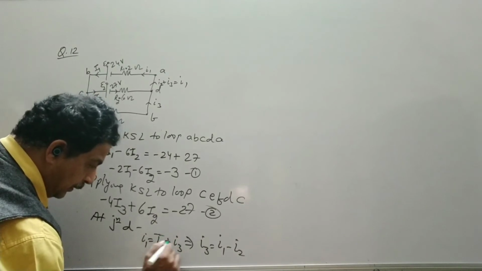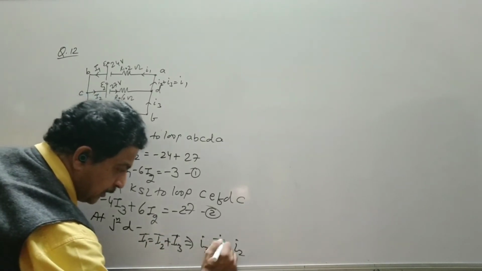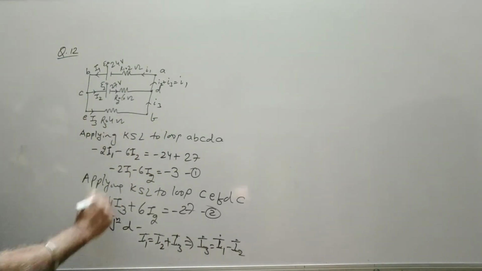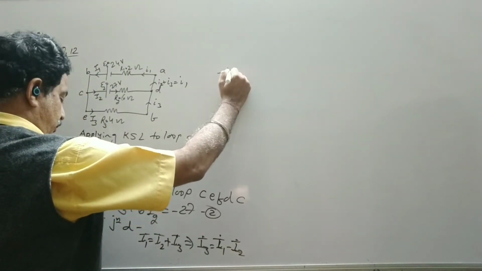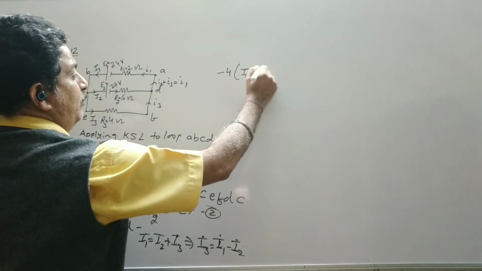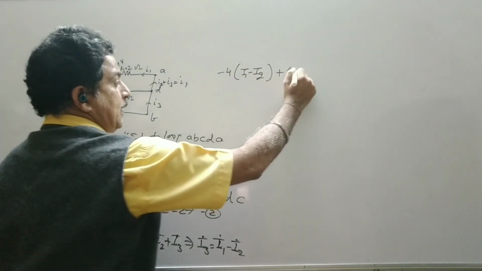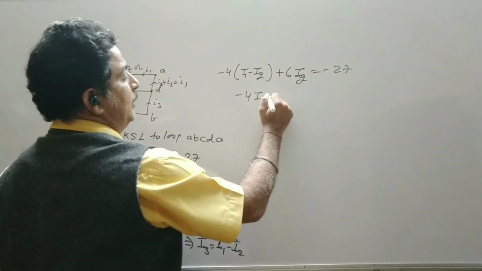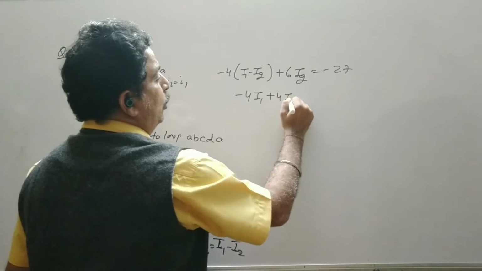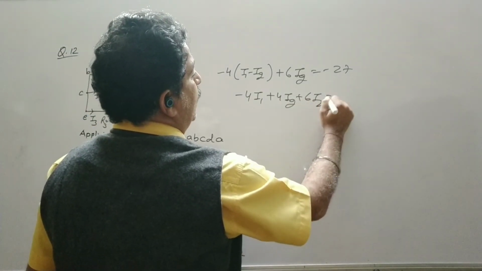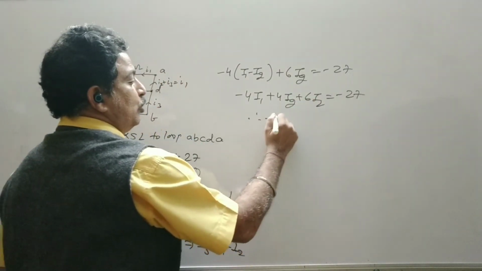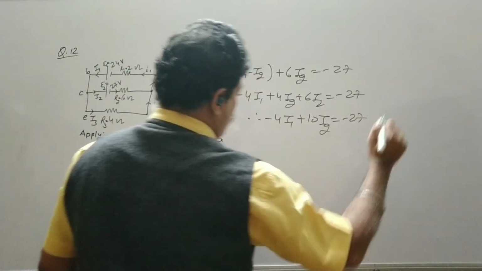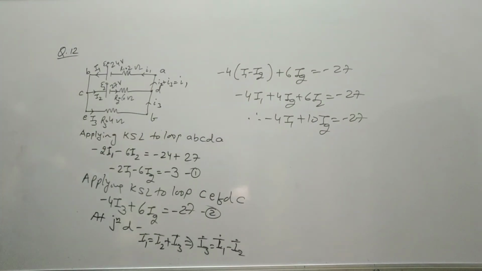So we take this current I3 to be I1 minus I2 in this equation. So equation 2 becomes minus 4 times (I1 minus I2) plus 6 I2 is equal to minus 27. So minus 4 I1 plus 4 I2 plus 6 I2 is equal to minus 27. So minus 4 I1 plus 10 I2 is equal to minus 27. This is your equation number 3.